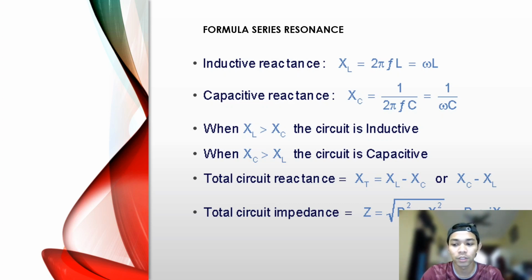For the total circuit impedance, Z equals the square root of R squared plus X total squared, equals R plus jX.